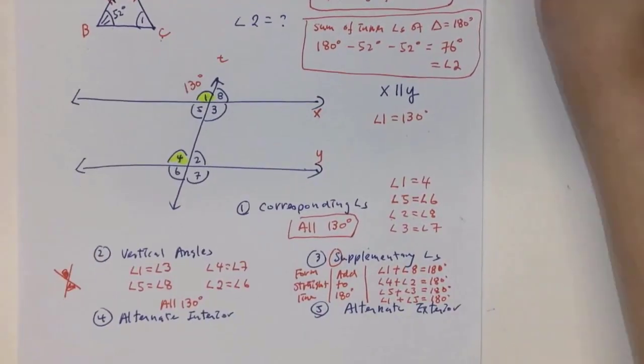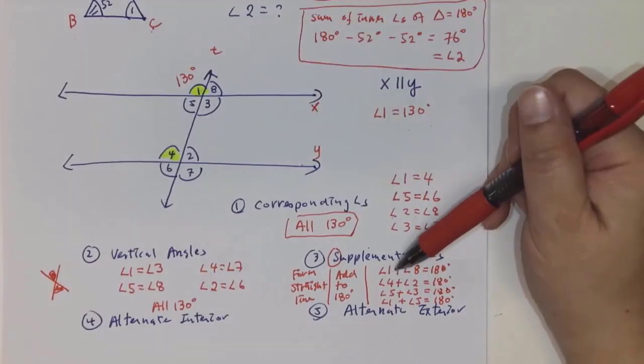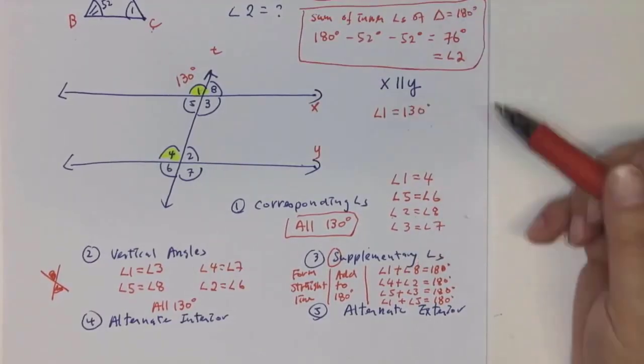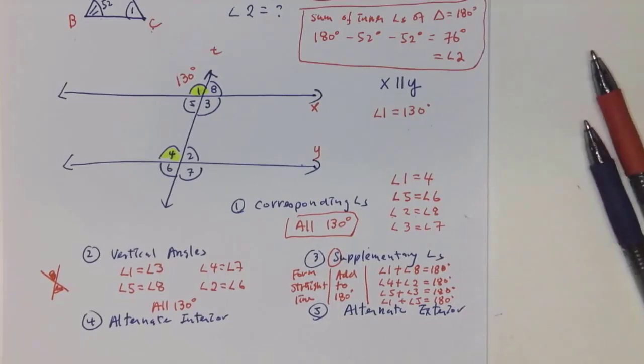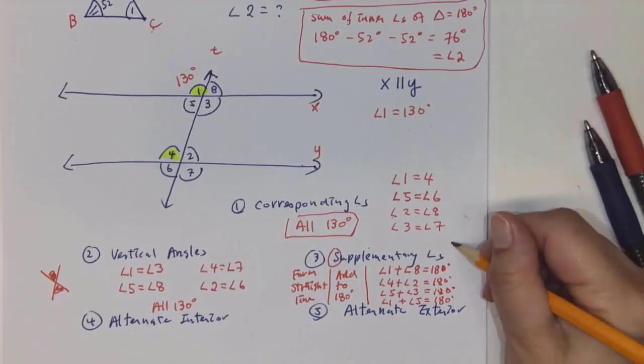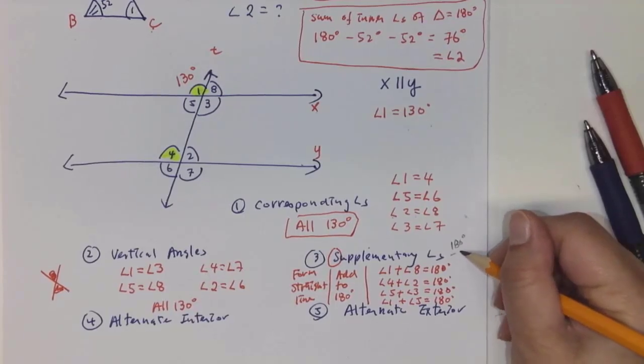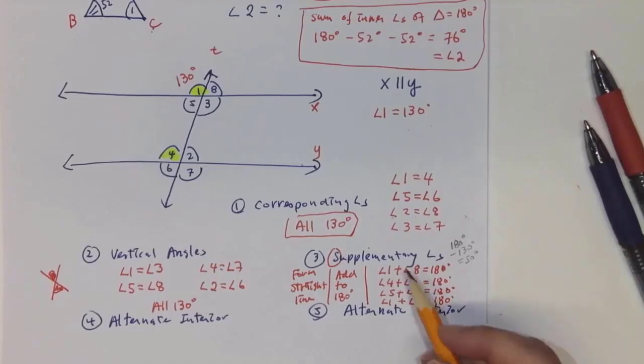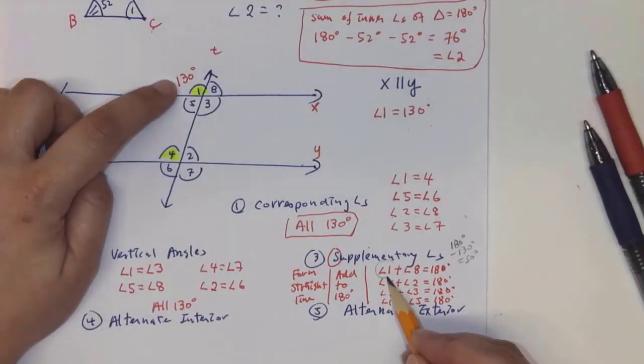So say angle 1 is 130, then the other one would be what? 50. So how did you get it? You can use 180 subtracting 130, right? 180 subtract 130 is 50. So I'm pretty sure angle 1 is 130.